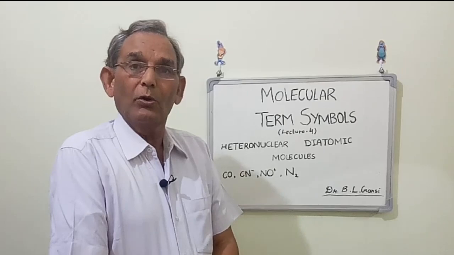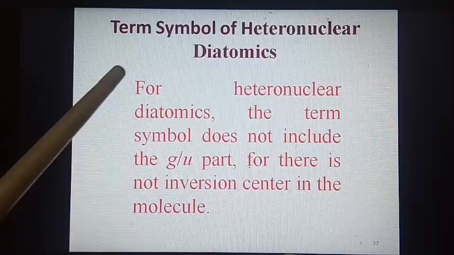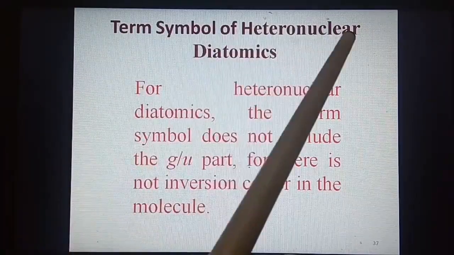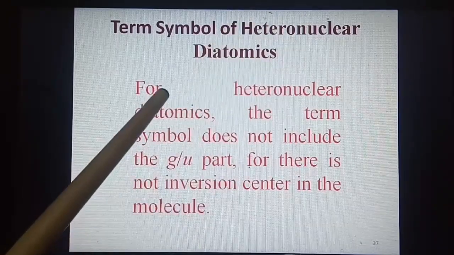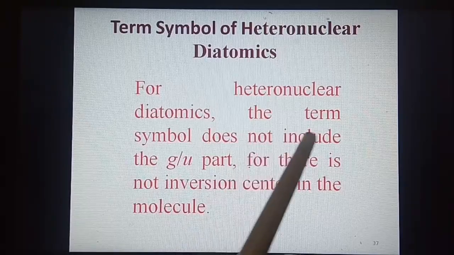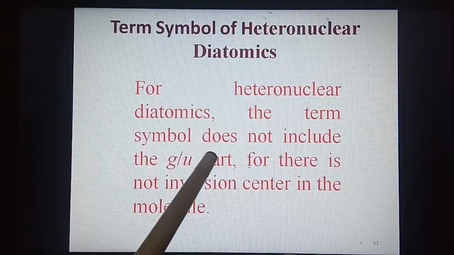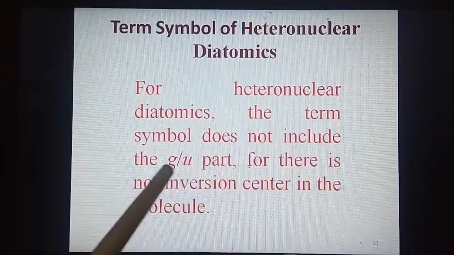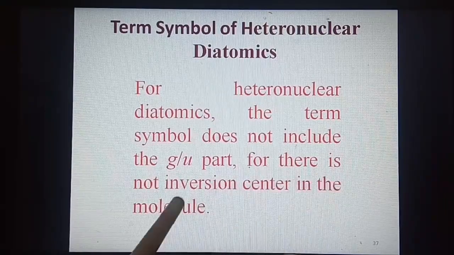terms for non-equivalent electrons. Term symbol of heteronuclear diatomics. For heteronuclear diatomics, the term symbol does not include the g or u part, because there is no inversion center in the molecule.